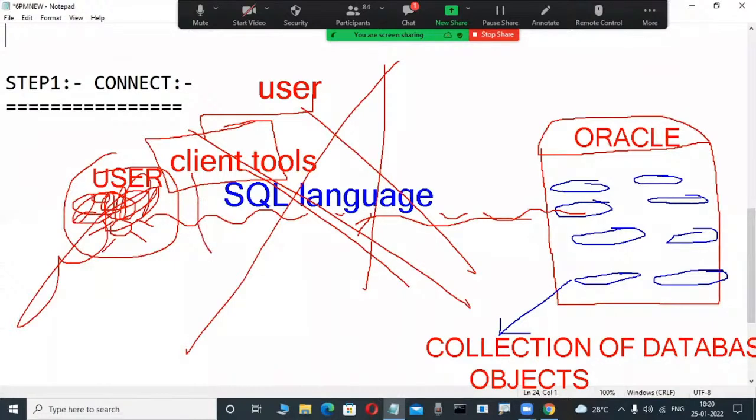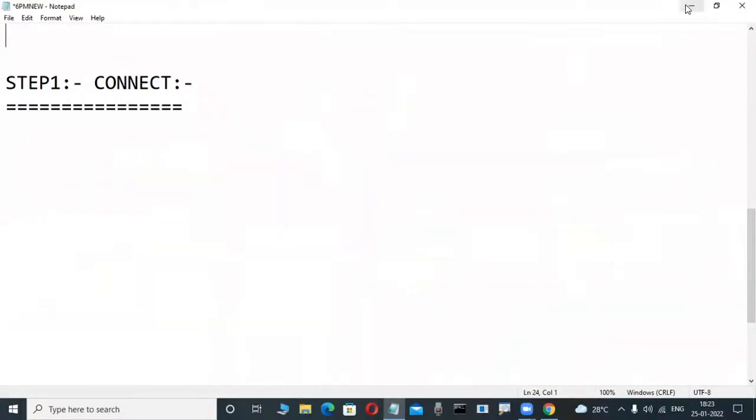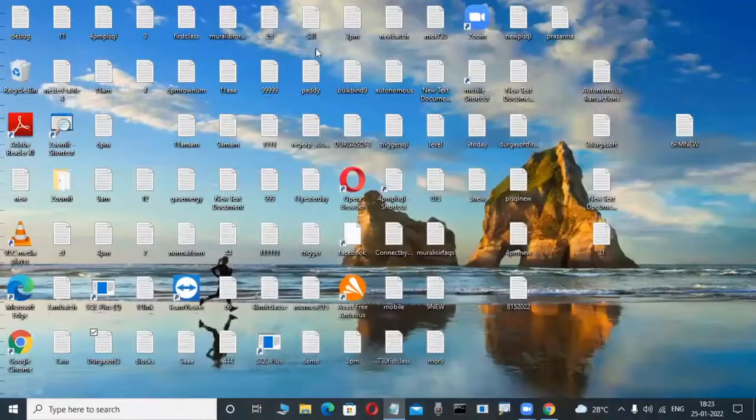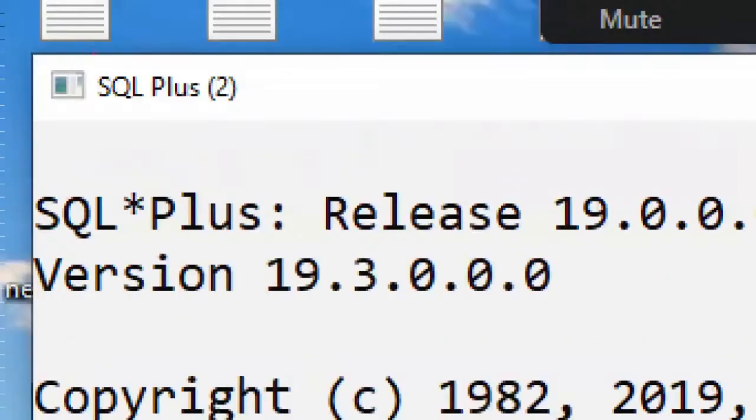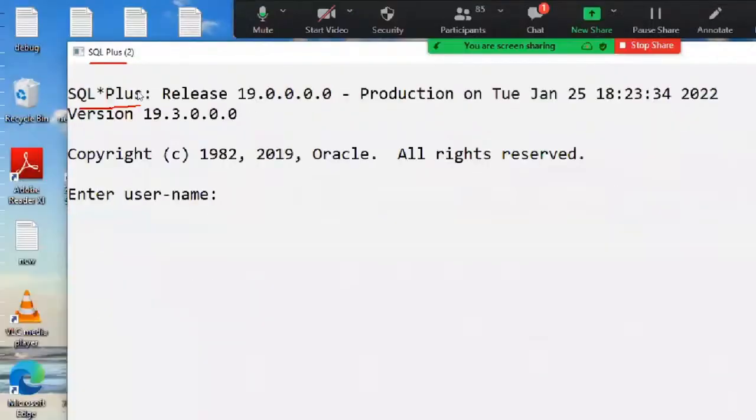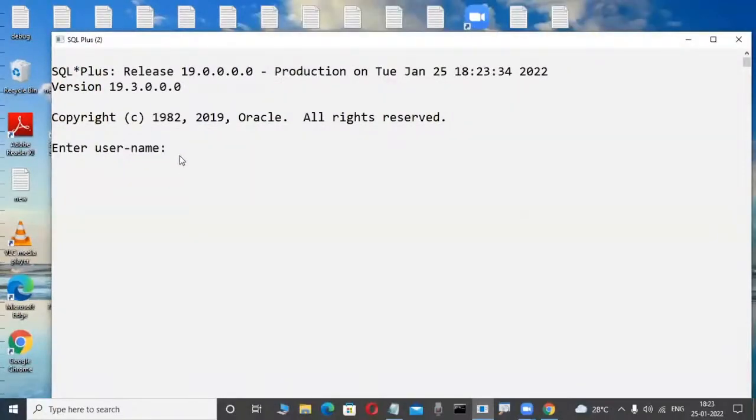Then through these client tools only they are connected to the server, and only then they use the SQL language. Suppose once we install the Oracle software, a tool is automatically created. Don't worry, one tool, the SQL Plus tool, is automatically created. Don't write it, just observe here. This SQL Plus tool we will learn in future. SQL Plus is a tool.